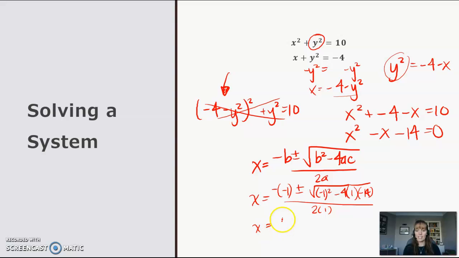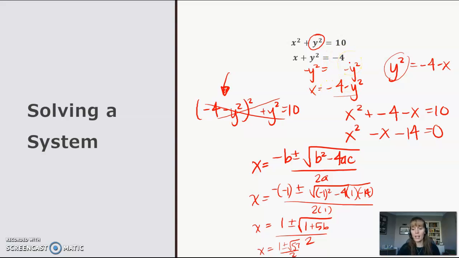So that means that x is equal to positive 1 plus or minus the square root of 1 plus 56 over 2. And that means that x is equal to 1 plus or minus the square root of 57 over 2. This is two different x values that I see here. And with that, that only tells me the x part of the coordinate, and I need to make sure that I find the y part of the coordinate as well. I would do that by substituting into my equation.